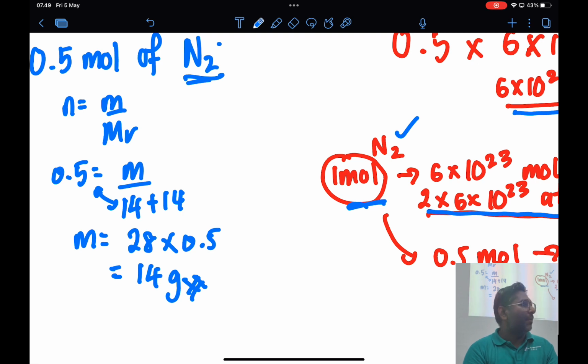Then number of moles equals M over Mr. Then you have 0.5 equals M divided by 28. Then you get 14 grams.